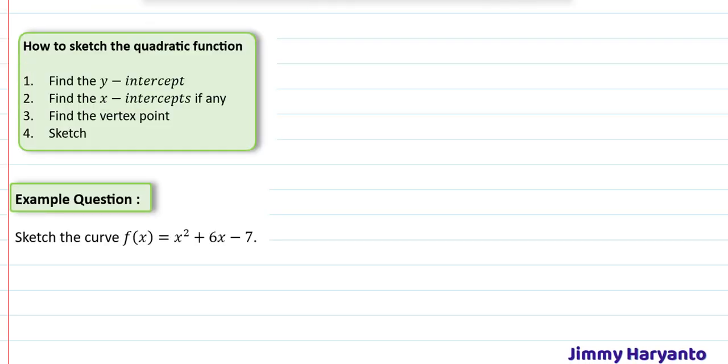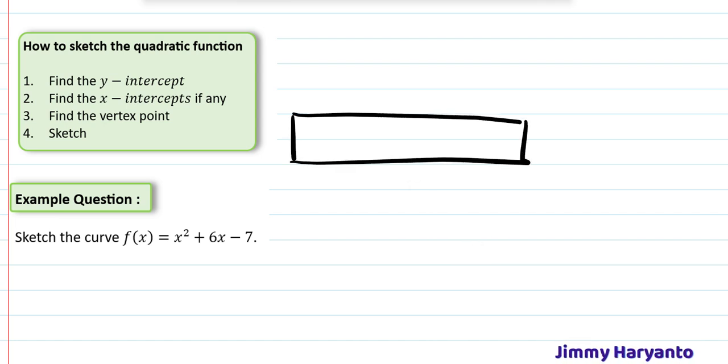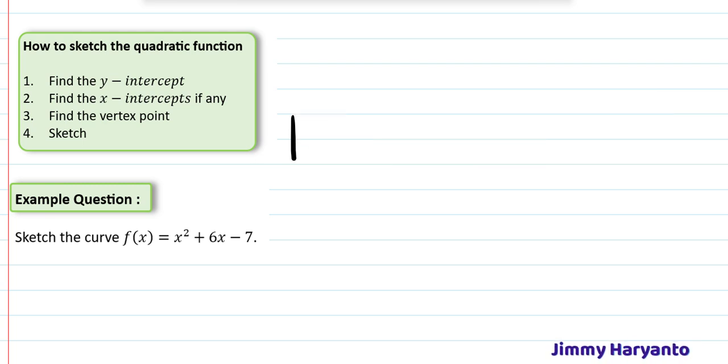And then I want to teach you how to sketch the quadratic function. These are the necessary steps to draw the quadratic function a little bit accurately. First, you have to find the y-intercept. Second, you have to find the x-intercept, if any. Third, you have to find the vertex point. Fourth, you will sketch. If the points are not enough, you can create a table of values of x and y like this. It will help you to draw later. But if the points are already enough, you can draw it directly.